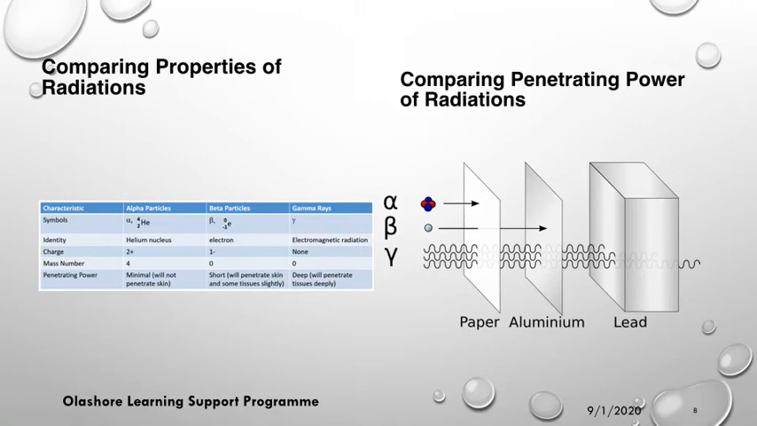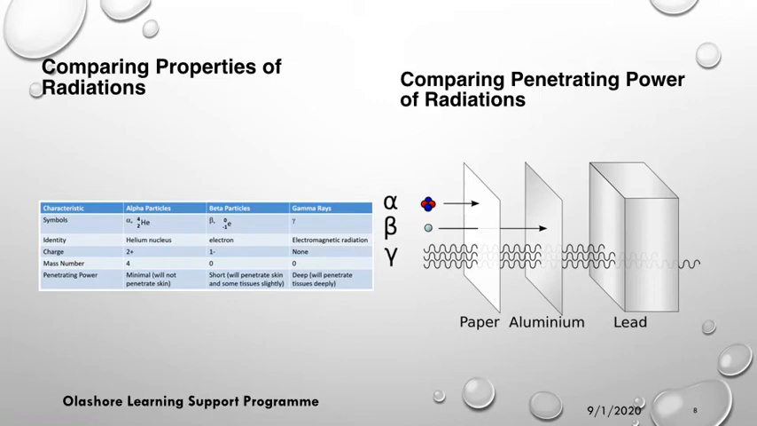The charge of an alpha particle is +2. Charge of a beta particle is -1. Gamma rays have no charge. Alpha particles have minimal penetrating power. They will not even penetrate the human skin. Beta particles have medium penetrating power. They will penetrate skin and penetrate tissues slightly. But gamma rays have the deepest, highest penetrating power.